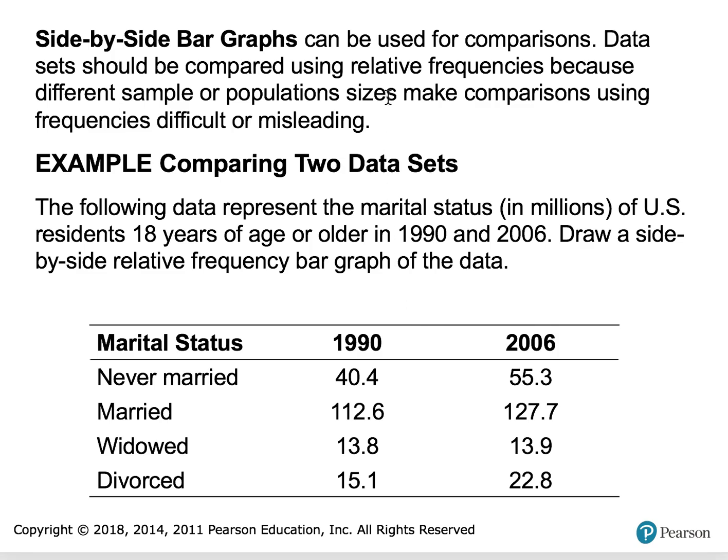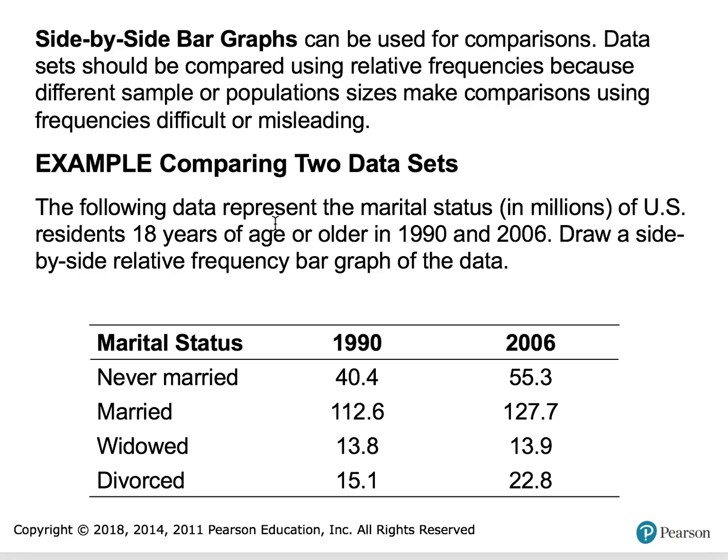So side-by-side bar graphs can be used for comparisons. Data sets should be compared using relative frequencies. That's important because different sampling or population sizes make comparisons using frequencies difficult or misleading, right? So you really need to use the relative frequencies.